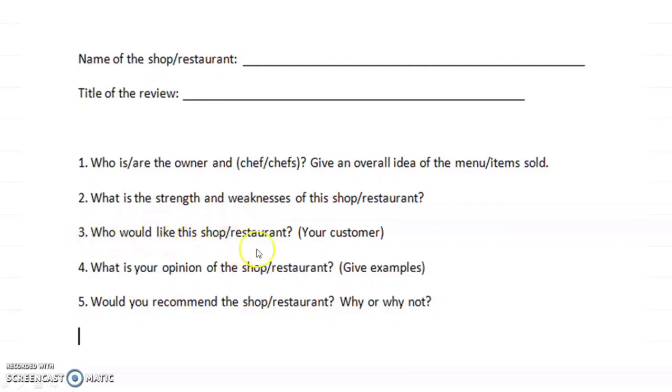Number 3, who would like this shop or restaurant? Who are the customers? For example, if you are writing a review on a Nike shop, you know that Nike sold sports equipment. So the customer might be people who are active in sports. Number 4, what is your opinion of the shop? Pendapat kamu, what you like and what you do not like about the restaurant. Number 5, would you recommend the shop or restaurant? Why or why not?